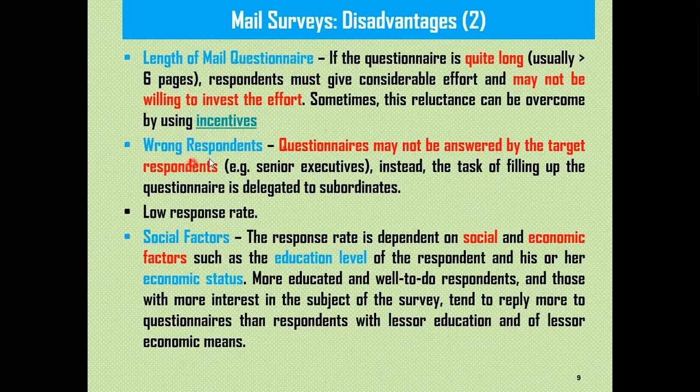And the wrong respondent may answer the questions instead of the target respondent. This happens in most cases when senior executives are the targeted respondents. It happens because of shortage of time. These senior executives assign the filling of the questionnaire to their subordinates, and the subordinates fill it out on behalf of the senior executive.